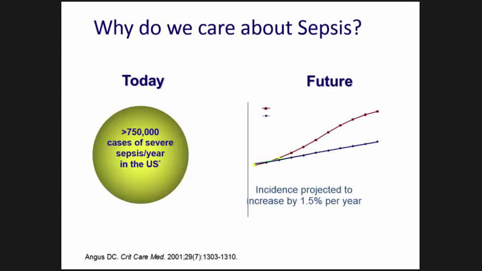Why do we care about sepsis? Well, today there are greater than 750,000 cases of severe sepsis a year in the United States. And we project that this is only going to increase by about 1.5% a year. So as time goes on, we're going to have more cases of sepsis, not less. It's one of the big reasons pre-hospital is going to take a major role in this.